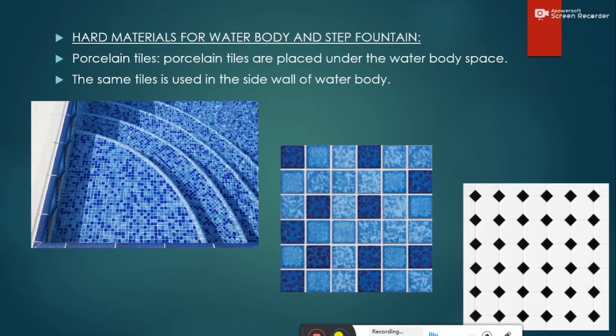Hard materials for the water body and step fountain. Porcelain tiles: porcelain tiles are placed under the water body space. The same tiles are used on the side.